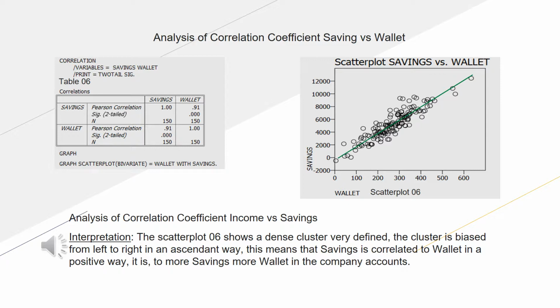Analysis of correlation coefficient: savings versus wallet. Interpretation. Scatter plot 06 shows a dense, very defined cluster. The cluster is biased from left to right in an ascending way. This means that savings is correlated to wallet in a positive way. That is, the more savings, the more wallet in the company account.